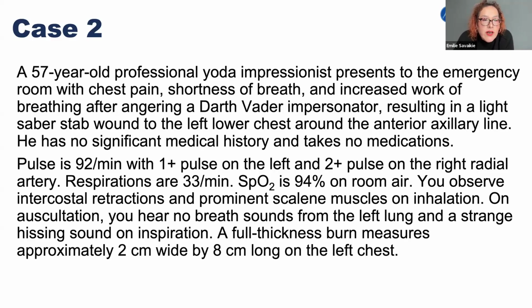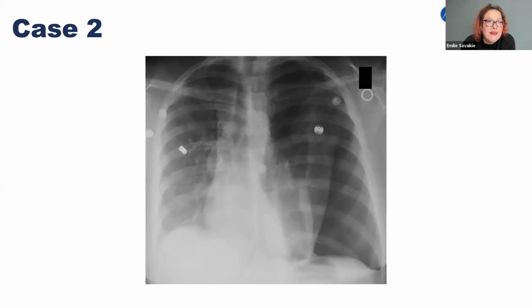You observe intercostal retractions and prominent scalene muscles on inhalation. So these big scalene muscles, you see them popping out. On auscultation, you hear no breath sounds from the left lung and a strange hissing sound when he breathes in. A full thickness, or third-degree, burn measures approximately 2 centimeters wide and 8 centimeters long on the left chest.